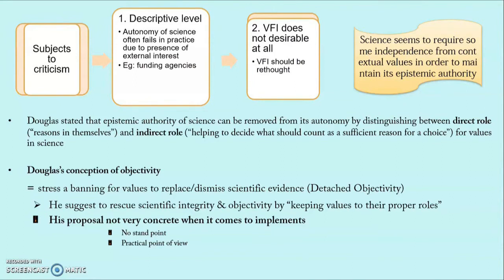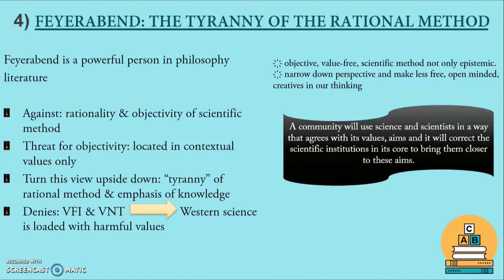So, Douglas developed his conception of objectivity. He stressed banning values from replacing or dismissing scientific evidence, which is detached objectivity. He suggests rescuing scientific integrity and objectivity by keeping values to their proper role. But unfortunately, his proposal is not very concrete when it comes to implementation, because there is no standpoint from the practical point of view.